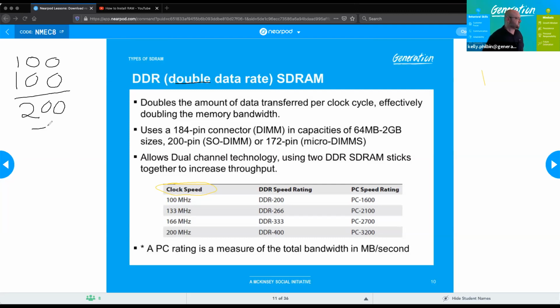So this number here now is how we get our DDR speed rating. Make sense? Yes. So that's how we get from clock speed to speed rating for this type of RAM. So then we're going to take this number here, multiply it by 8, and that's how we get this number. So let me take 200 times 8.